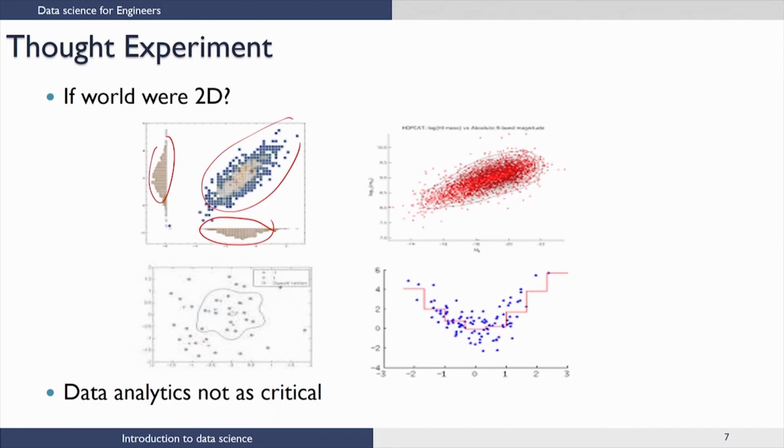If this were a function approximation problem, you could really say, well, a single line will not solve this problem, so maybe I can use a nonlinear function and so on. So, if the world were 2D, data analytics is still important because I need to explain the variability and all that. However, it is not as critical as the case where we have more than two variables or more than two attributes.